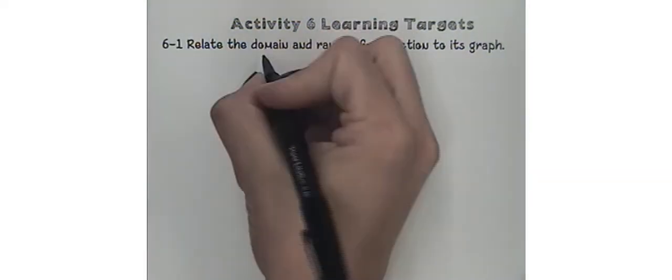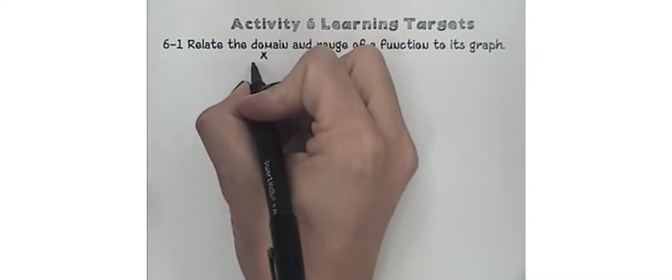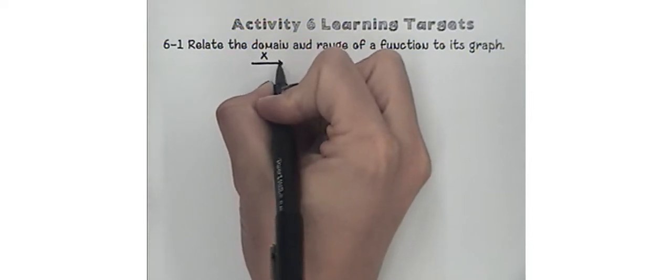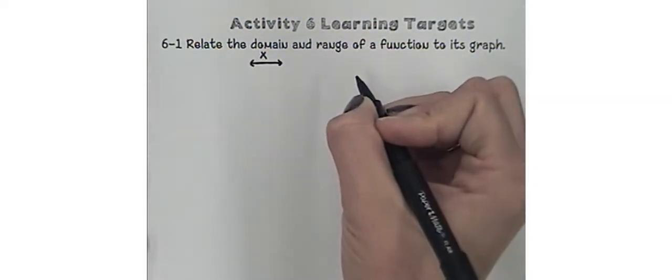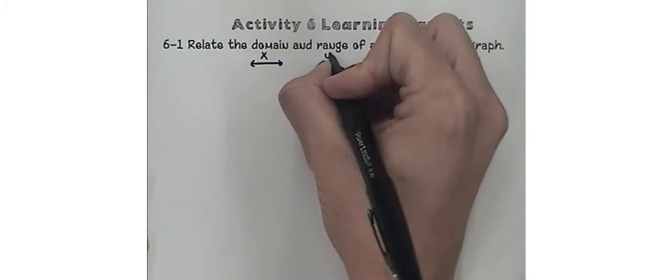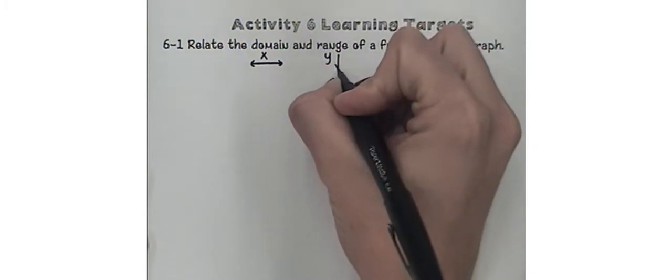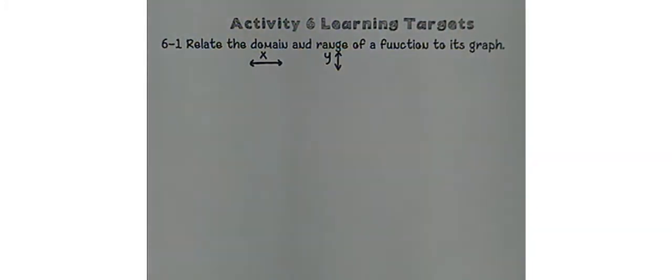We are going to look at some learning targets from Activity 6 as a review. It says relate the domain and range of a function to its graph. Remember, domain is our x values, our input, our independent variable. So we look horizontally from left to right. Range is our y values, our outputs, our dependent variables, so we look vertically up and down.